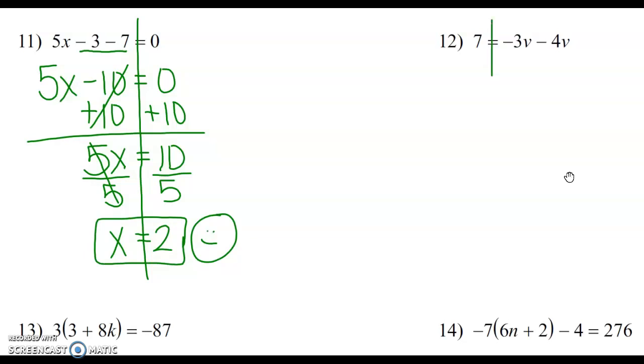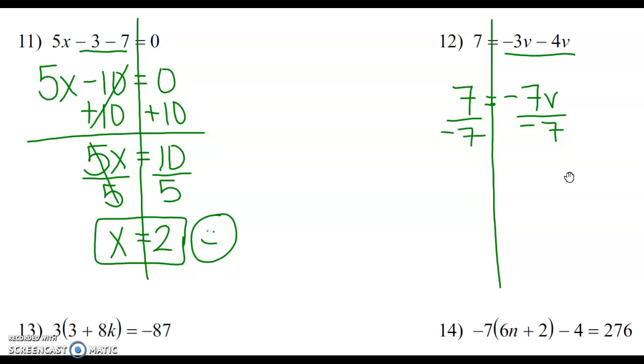Same thing on number 12, but it's on the right-hand side. I can simplify those two groups of v's, put them together. So I really have 7 equals negative 3b minus 4b is negative 7b. Then we're already to a one-step equation. To get rid of a multiply by negative 7, we divide by negative 7. And v equals 7 over negative 7 is negative 1.